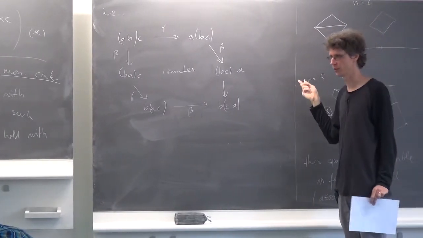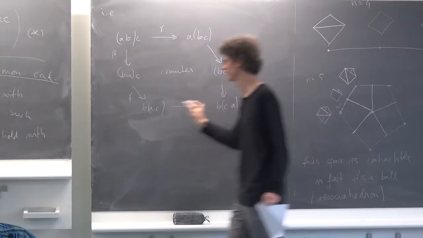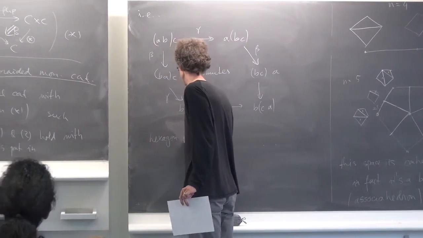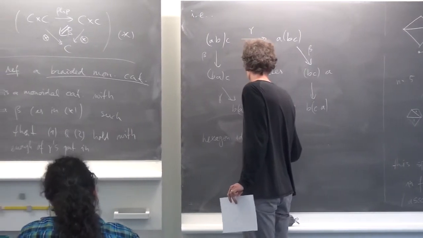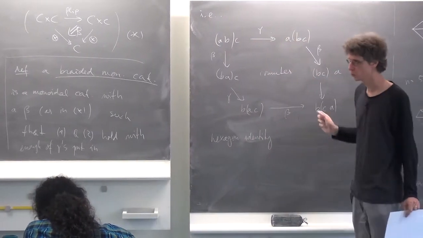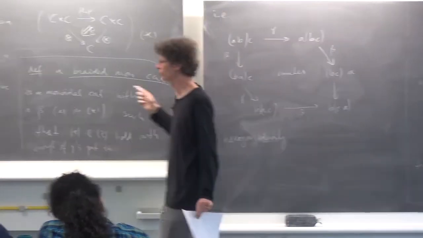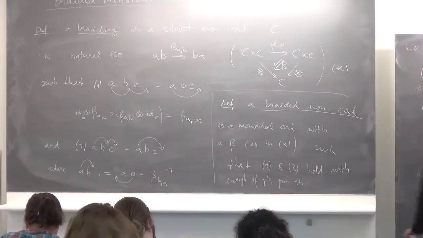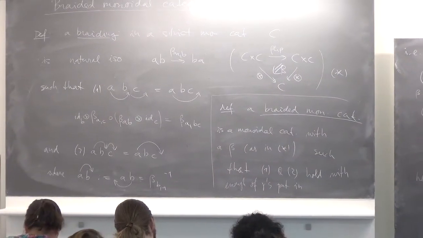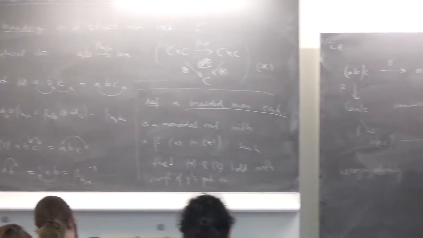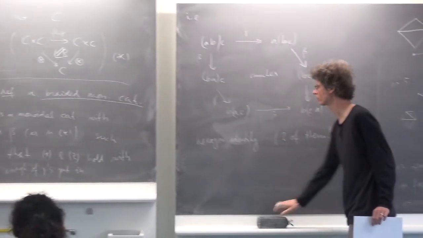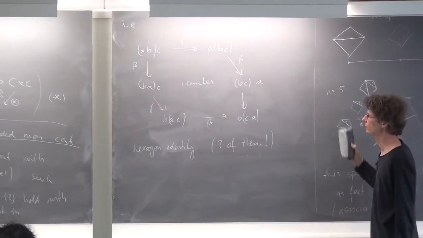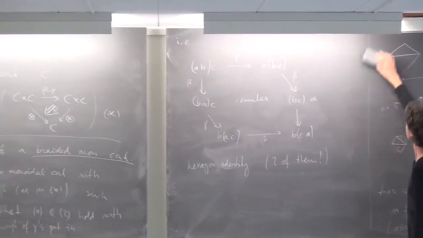So this is what is called a hexagon identity, and there are two of them, because there is one like this and the other like that. Okay.